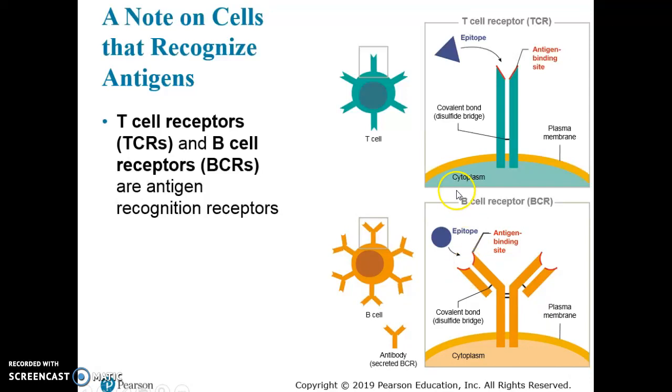One key difference between T cell receptors and B cell receptors, besides the obvious that they're on different cells, is that the B cell receptor, or the antibody here, can bind to two antigens. These sites here are identical. The T cell receptor only has one antigen binding site.